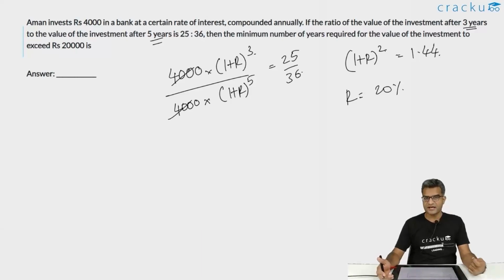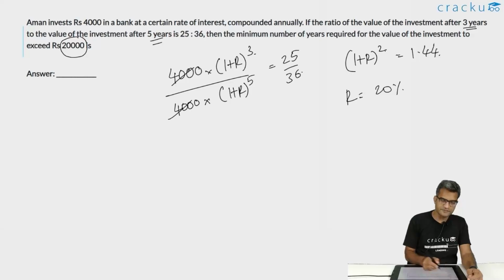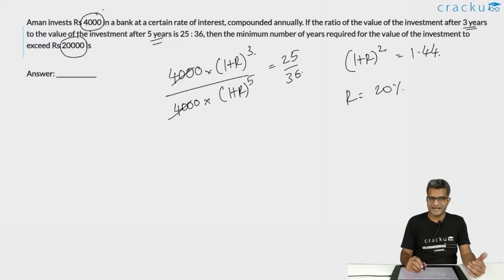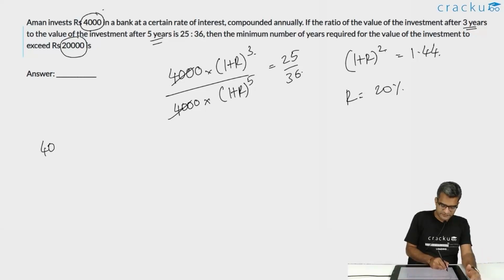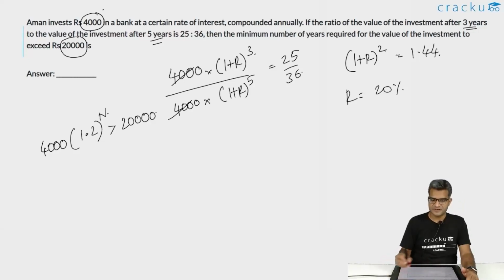We are required to calculate the minimum number of years it will take for the investment to cross 20,000. What is the original investment? The original investment is 4,000. The value of the investment after n years will be 4,000 into 1.2 whole to the power n. We want this to be greater than 20,000. What is the smallest value of n for which this will happen? Or we are looking for the smallest value of n for which 1.2 to the power n has to be greater than 5.